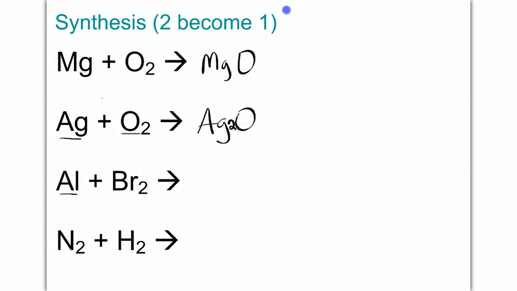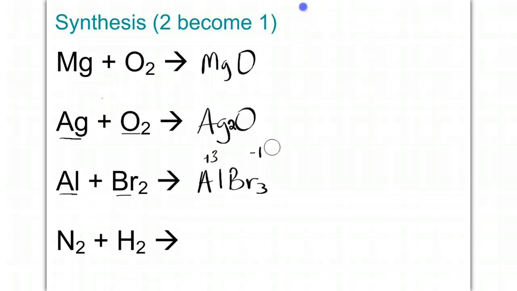Number 3, aluminum and bromine. Now I'll check the charges. Aluminum is +3, bromide is -1. They switch, leaving me AlBr3. Erase the charges when you finish with them.